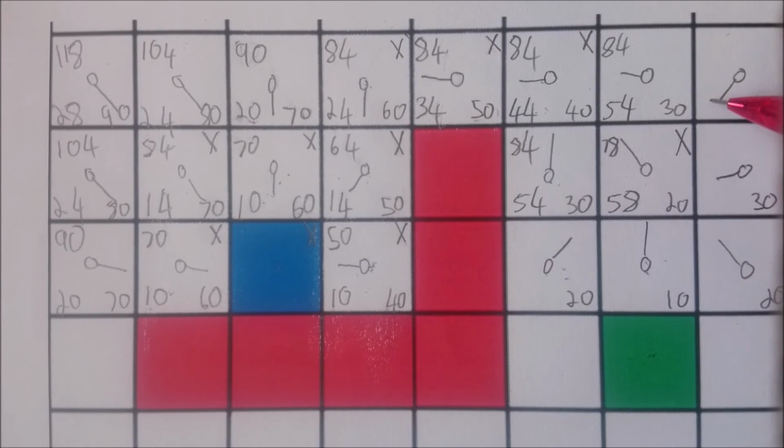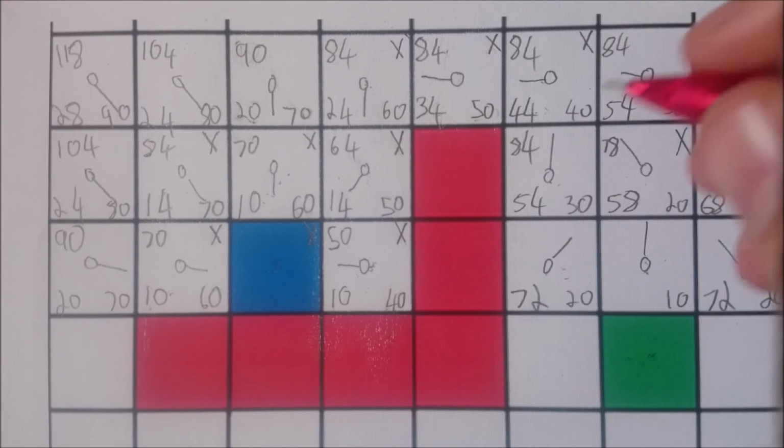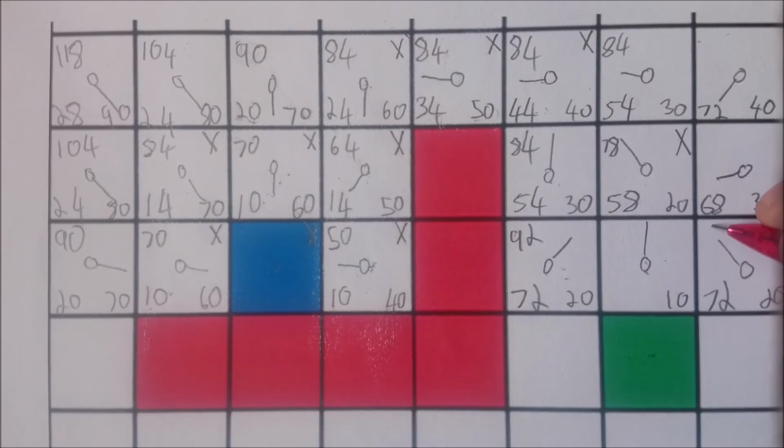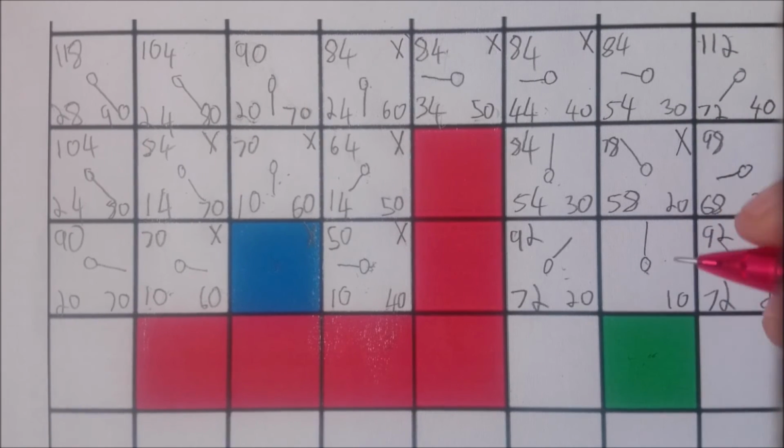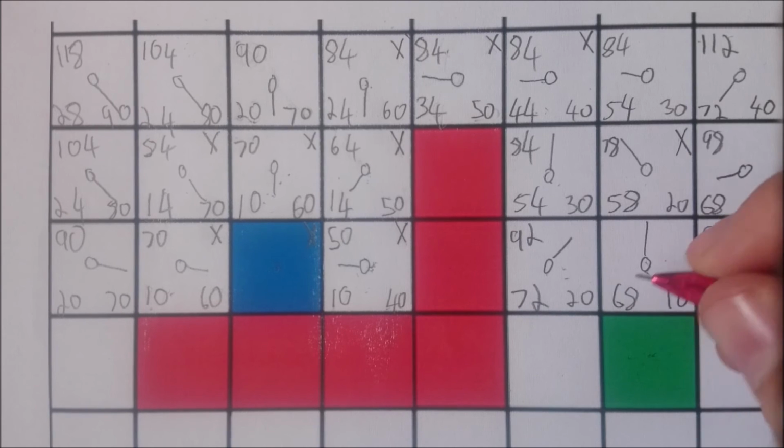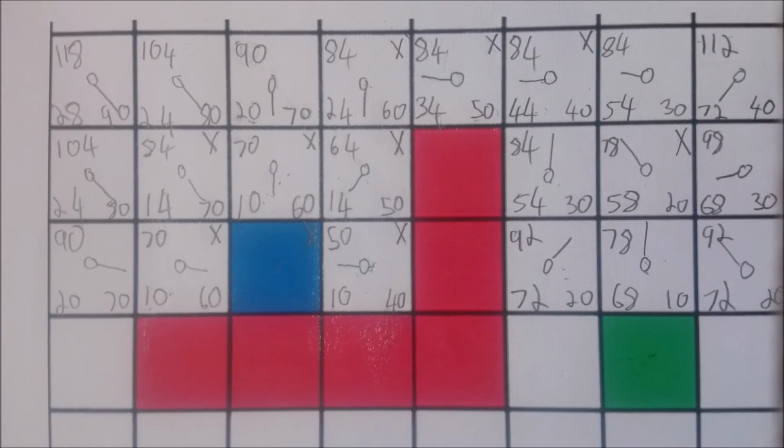The G scores, 58 plus 14 gives us 72. 58 plus 10 is 68. 72 and 72. The F scores will be 92. 92. This one will be 98. 112. I forgot this one. This one will be 68 plus 10 is 78. Okay, so again, all the tiles on the open list, look for the lowest F score. We have the 78 over here. Add that to our closed list.